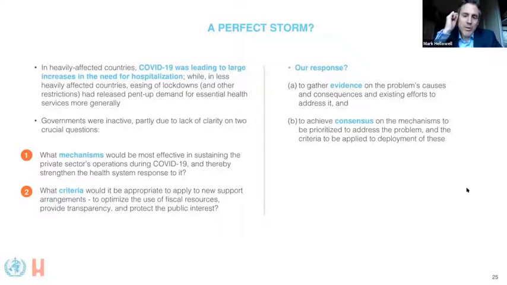So what we've been doing is gathering evidence on the causes and consequences of this problem and the existing policy mechanisms that are currently in use. And our next phase, which is really what I'm going to talk about today, is to try to achieve consensus on the mechanisms to be prioritized to address this problem and the criteria to be applied in deploying these.